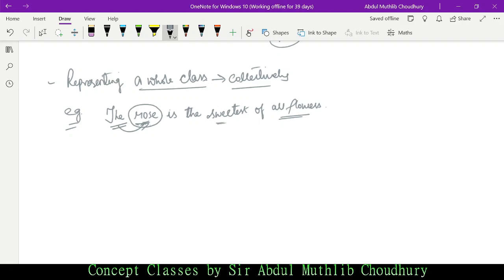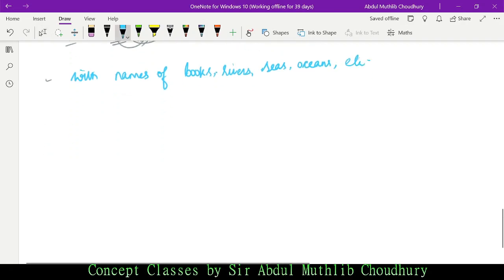Now again, it is used with names of books, rivers, seas, oceans, groups of islands, gulfs, and mountain ranges. For example, let me just give you this heading. With names of books, rivers, seas, oceans, etc. Let me give you an example.